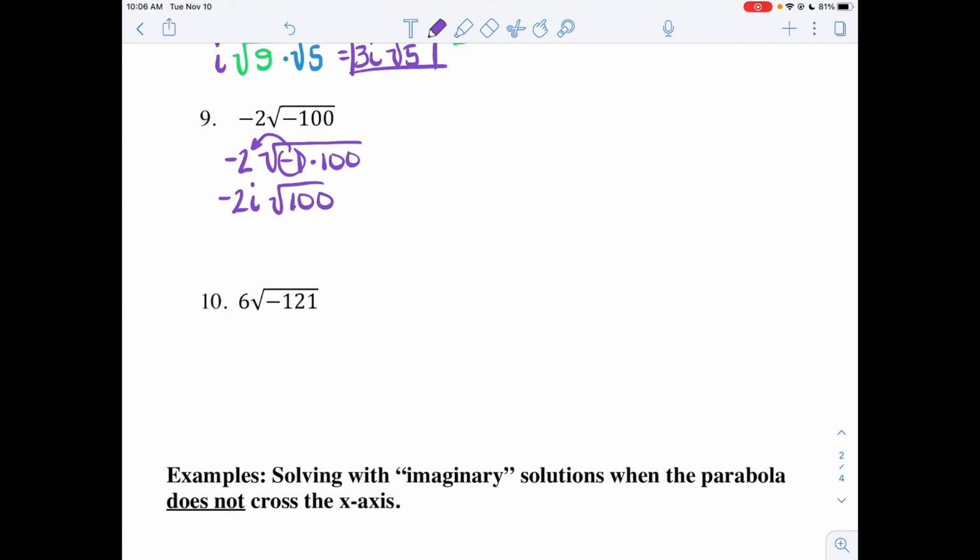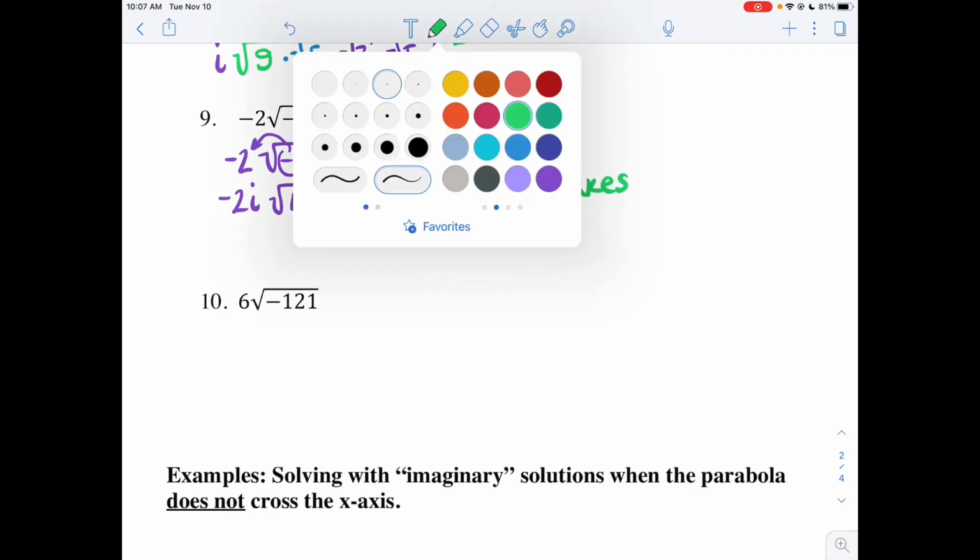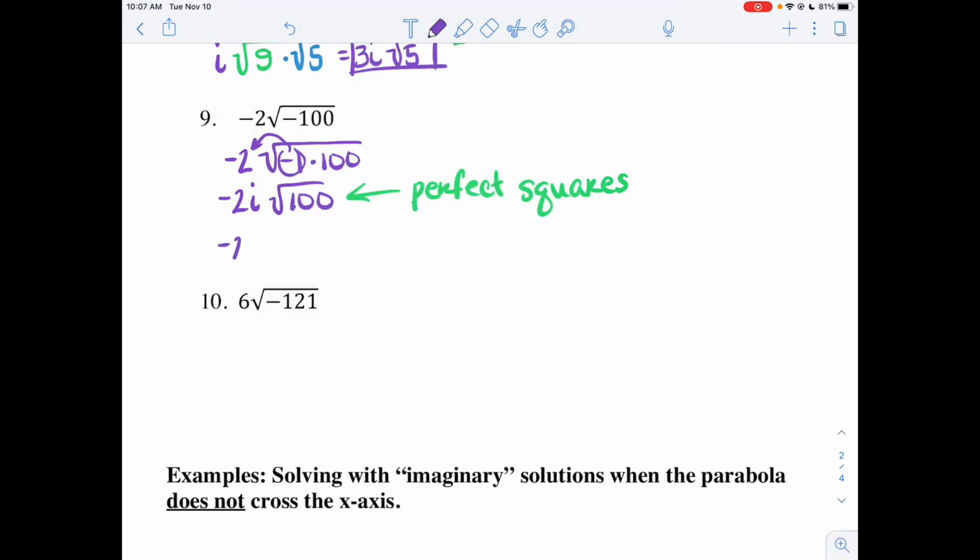Well, 100 is a perfect square. So we don't have to do any factor trees in order to simplify this. It is simply a 10. So we can rewrite our equation as -2i times 10, and that gives me -20i.